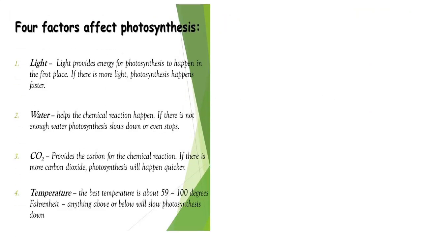Then what are the factors that affect photosynthesis? The 4 factors that affect photosynthesis, as you can see here, are light, water, carbon dioxide and temperature. Light provides energy, water is for photolysis, carbon dioxide is the main source for formation of glucose, and temperature is so that the enzymes can act efficiently.